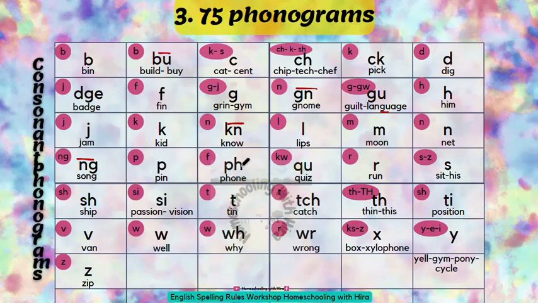P says p, ph together says the f sound. Qu is the kw sound or the k sound.